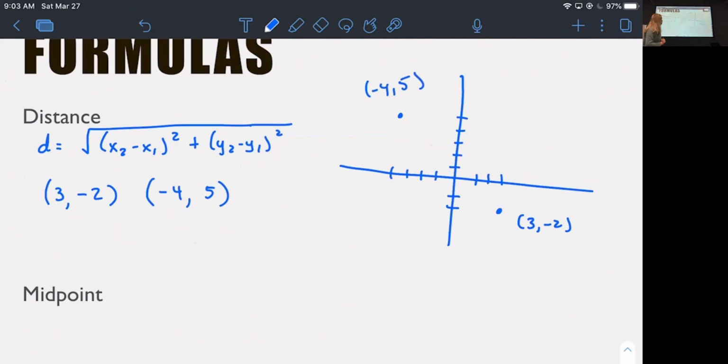Is that okay? And then just as a reminder, this is quadrant 1, this is quadrant 2, this is quadrant 3, that's quadrant 4 when we're doing ordered pairs. And you have the y-axis and the x-axis.